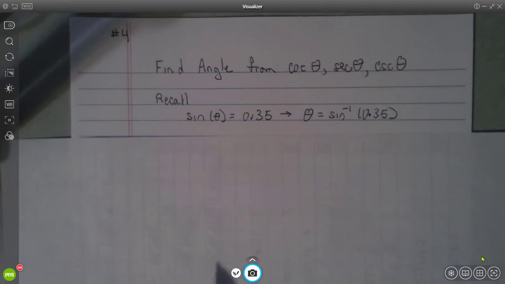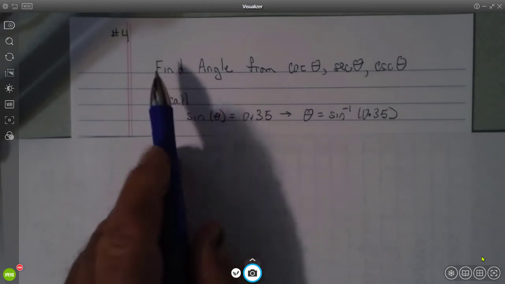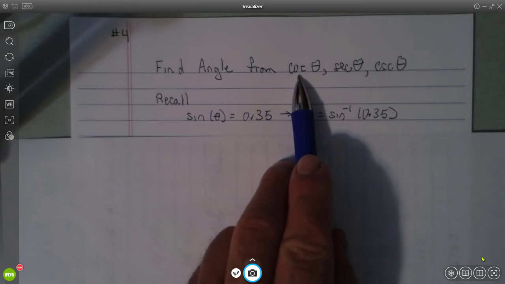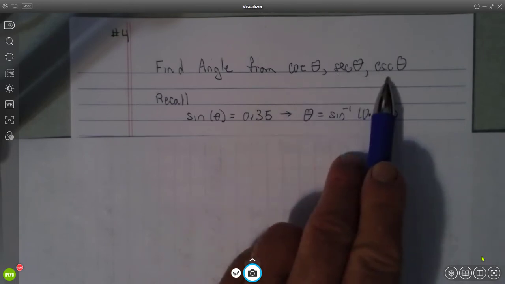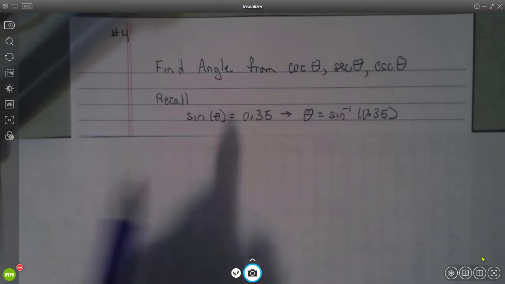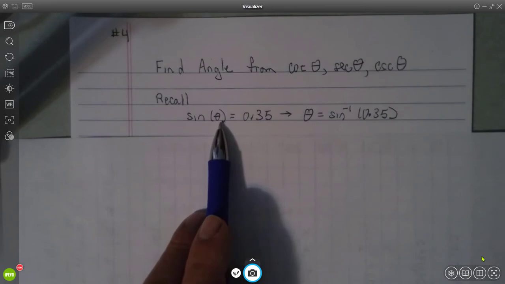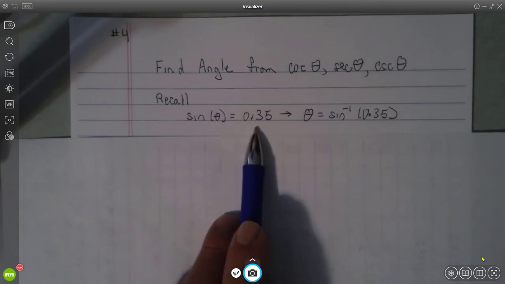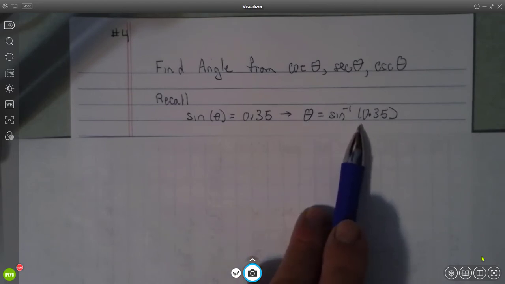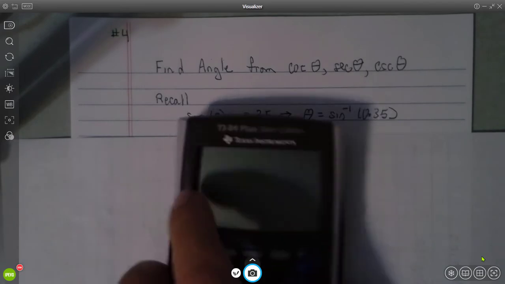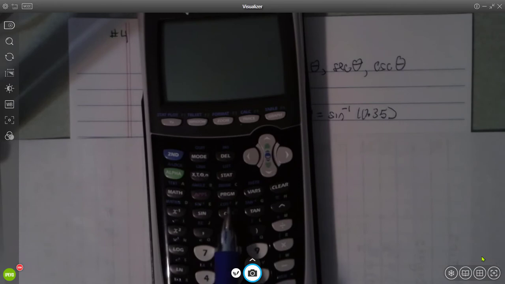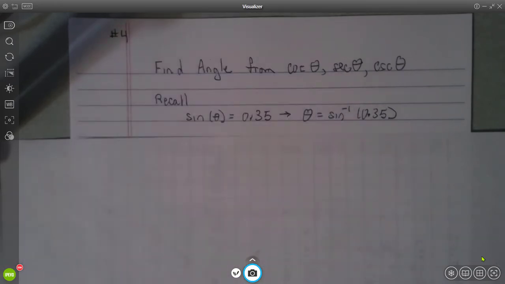All right, in the fourth tip, we want to talk about this problem. How do you find the acute angle in a triangle if you know either its cotangent, its secant, or its cosecant? Before, we answered this question for the sine, cosine, and tangent. For the sine, for instance, we said, suppose we know that the sine of the angle theta is 0.35. Then we can find theta by simply taking the inverse sine function, and there's a button on our calculator for that. We have the inverse sine, the inverse cosine, and the inverse tangent available to us right there.